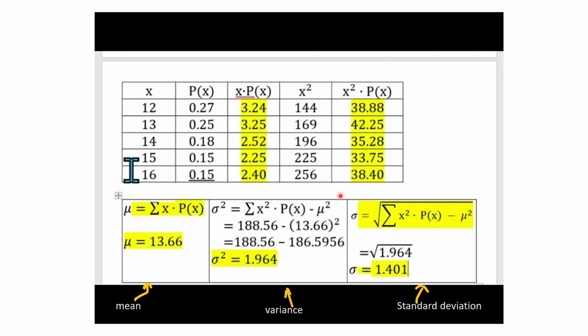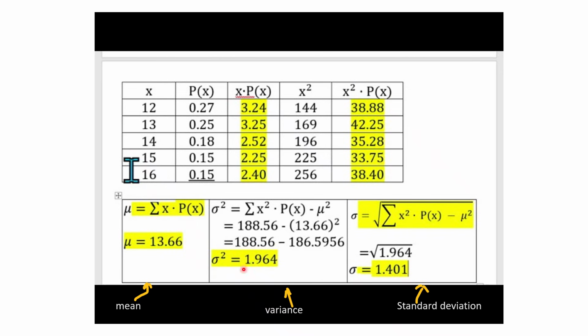Then a very important formula comes here: mean. In case of a probability distribution, mean will be given by mu, which is the summation of x into px, that is this whole summation whatever you will get. So you have got 13.66 if you add all these.